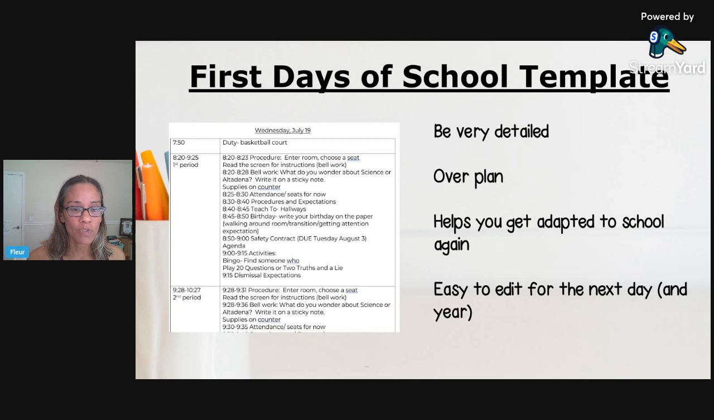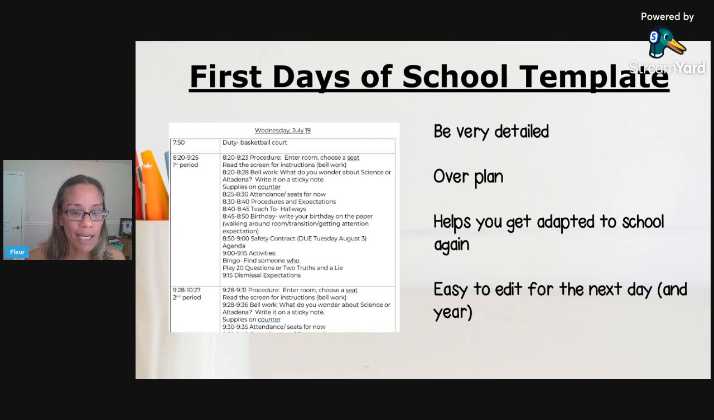I tell the students this is what they do when they walk in, so I'm already teaching, practicing and reinforcing procedures. I have my bell work, what they do with supplies, and take attendance, because I don't want to forget to take attendance, and go over procedures. Our school does these teach twos, so I type that in there. This I'm going to edit for this school year. This is from last year. Birthday, that birthday activity, and then just other activities.